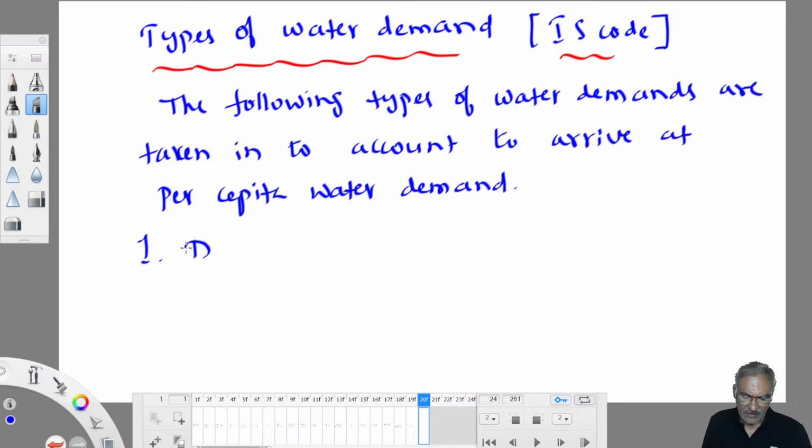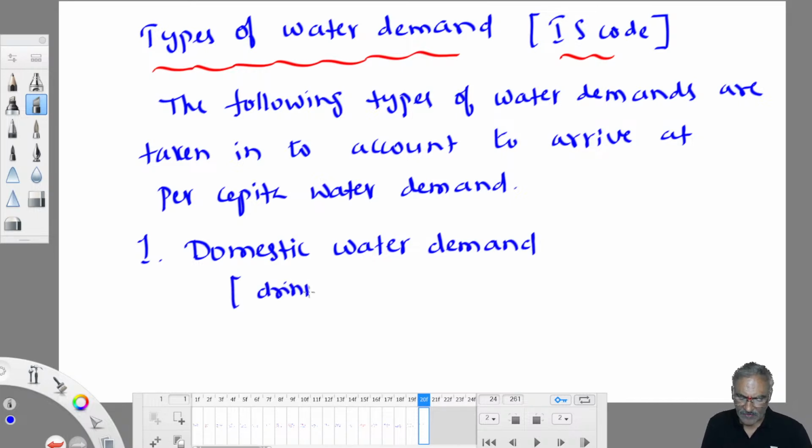One is domestic water demand. Domestic water demand means what is required for drinking purpose, cooking purpose, bathing purpose, washing clothes, flushing toilets, etc.